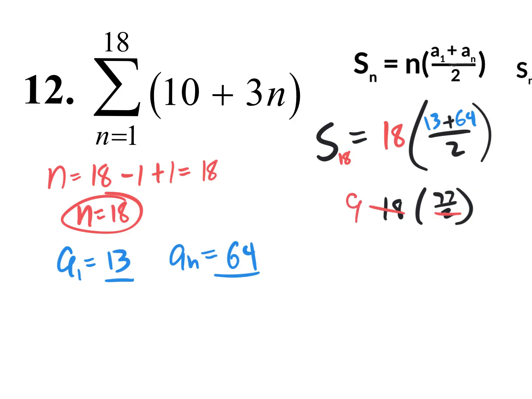18 divided by 2 is 9. 9 times 77 with the calculator is 693. So the summation of the 18 numbers of this series that we don't even see is a total of 693.